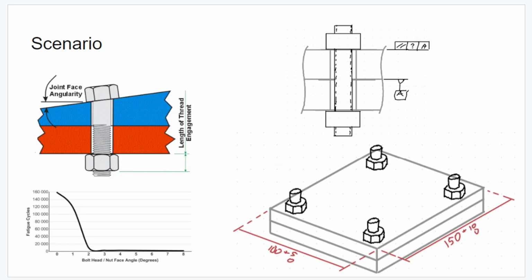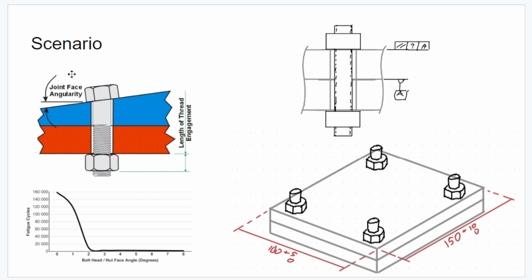Jumping into the scenario that we're going to be talking about. So let's say we've got two plates, and it's two of the same part, and we're bolting them together. I don't know what these parts do. They have a width of 100 millimeters plus 5 minus 0, and then a length of 150 millimeters plus 10 minus 0.